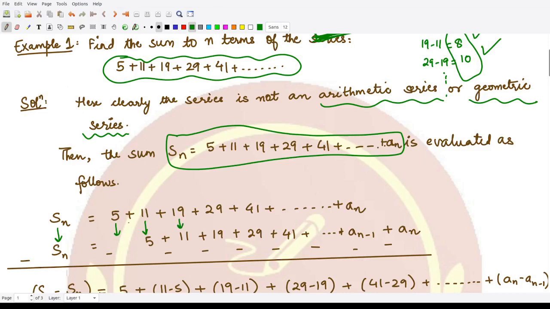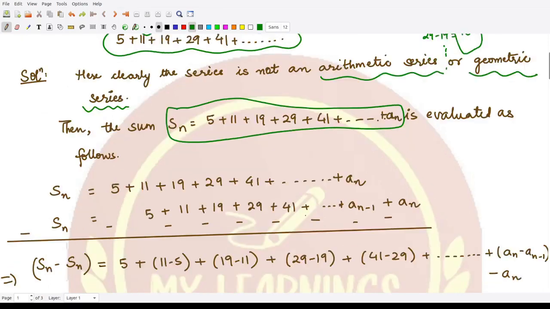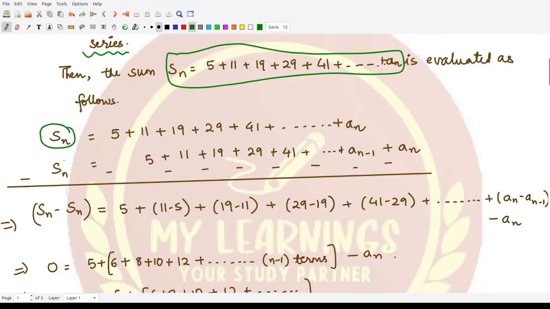You see all of these terms are shifted one step to the right, and then after writing it like this, we subtract both. When you subtract them, you have Sn minus Sn, which is nothing but 0. Then you have 5 as such, so 5 minus nothing, which is 5. Then you have 11 minus 5, which is 6. Then 19 minus 11, which is 8. Then 29 minus 19, which is 10. And you keep on doing like this.